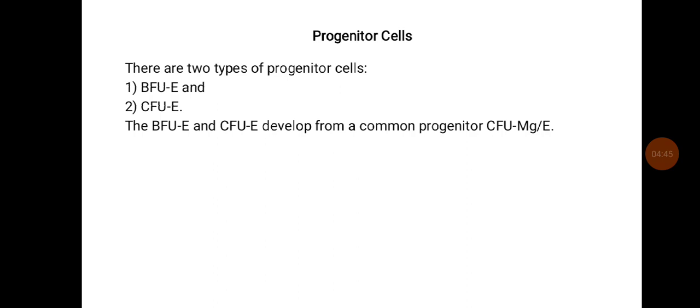As I discussed, there are two types of progenitor cells, BFU-E and CFU-E. The BFU-E and CFU-E develop from the common progenitor, that is CFU, megakaryocyte and erythrocyte series.